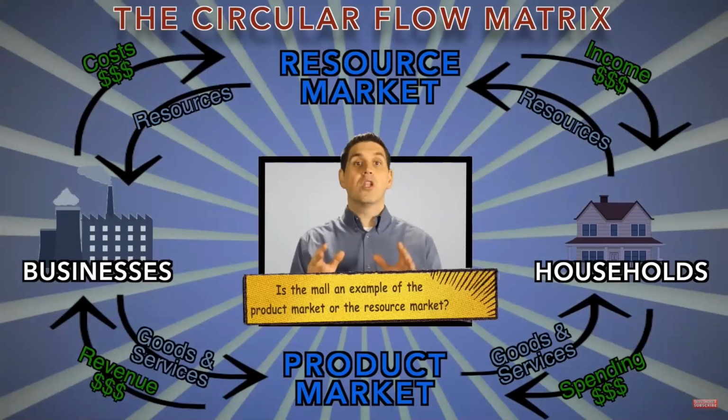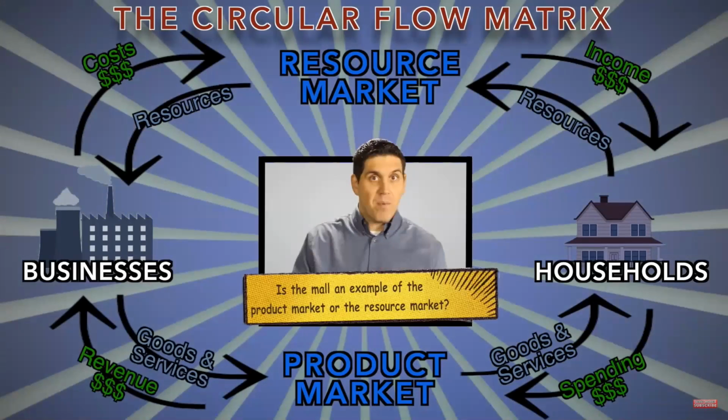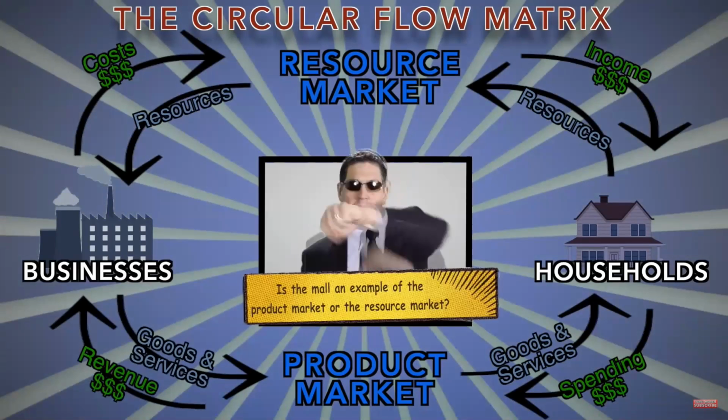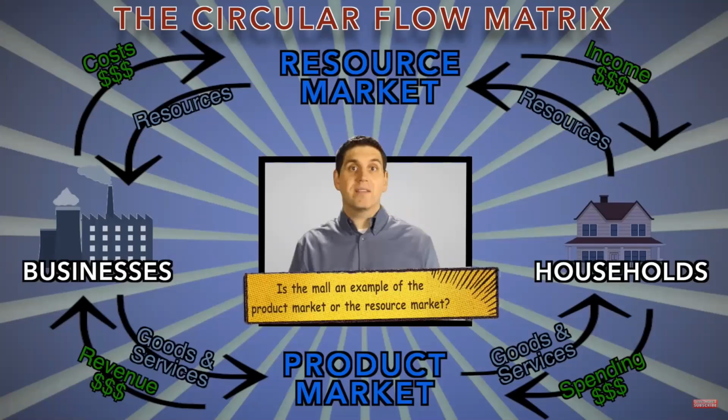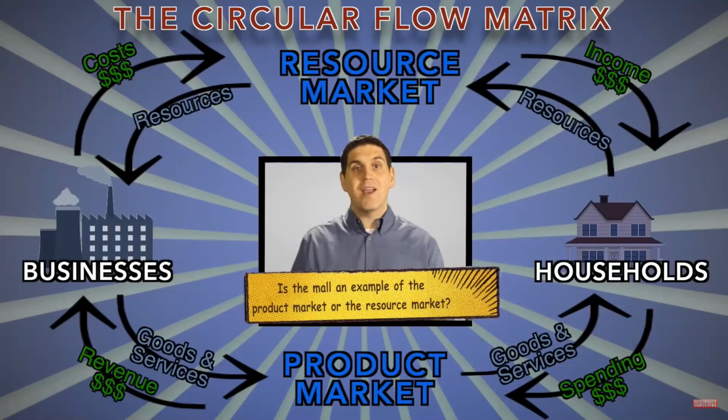First question, is your local mall an example of the product market or the resource market? It's both. Some people are there to buy products in the product market, but there's some people who are working or trying to get a job, and that's the resource market. So products, resources, and money are all being exchanged.